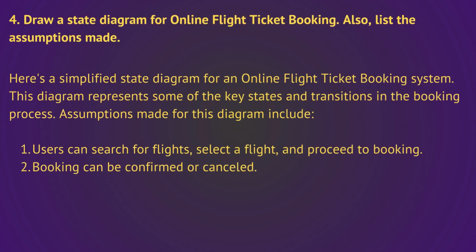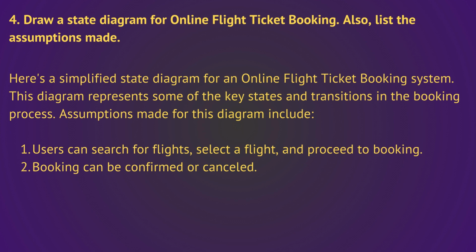Next question is draw a state diagram for online flight ticket booking. Also, list the assumptions made. Here's a simplified state diagram for an online flight ticket booking system. This diagram represents some of the key states and transitions in the booking process.